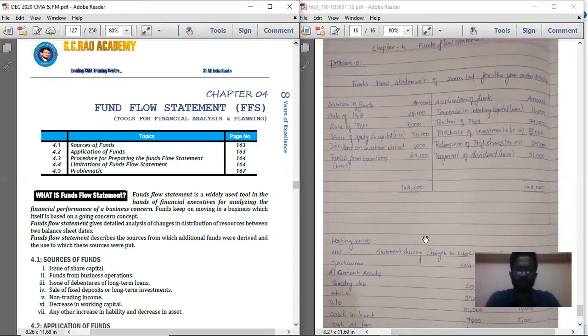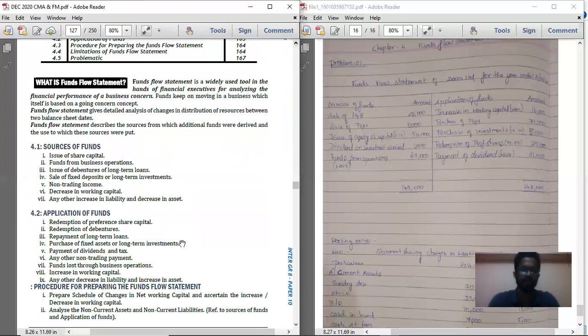There are two types of things, that is source of funds and application of funds. Source of funds is nothing but where funds are coming in. Application of funds is where you are using those funds. So the changes in the source of funds and application of funds, basically the addition of funds and removal of funds, is recorded in this fund flow statement. As I told, source of funds is nothing but where your funds are coming in.